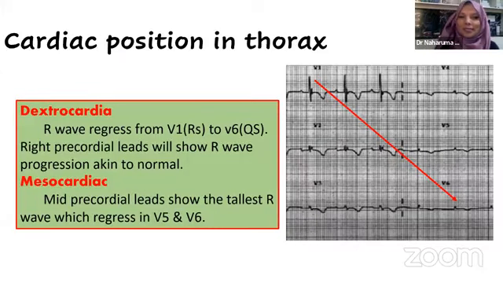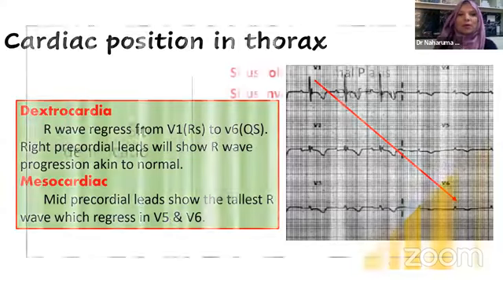So how do we identify dextrocardia? Now we are getting the LV mass on the right side, so we get a tall R in V1 and there is non-progression of the R wave, and we get a small R wave in V6. So this non-progression tells us that this is a case of dextrocardia. And mesocardia means the base to apex is in the middle position. So here the mid precordial lead shows the tallest R wave, which regresses in V5 and V6.